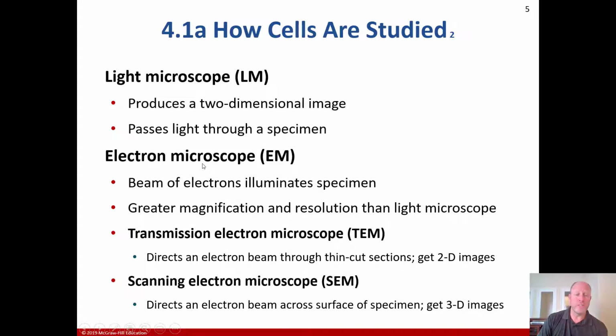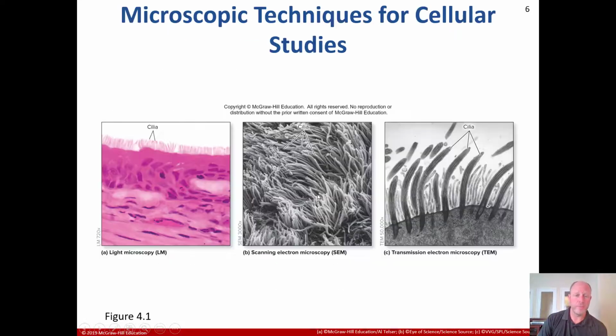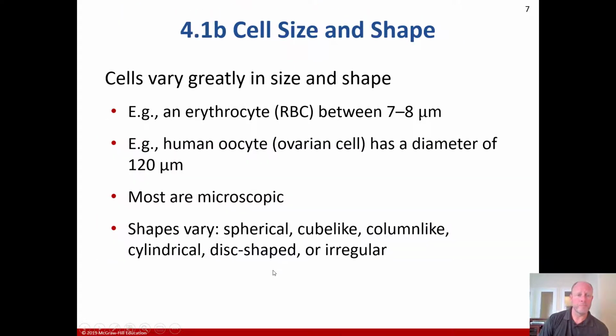The two different variations of electron microscope are the transmission electron microscope, which directs an electron beam through thin-cut sections to get 2D images, whereas a scanning electron microscope directs that beam across the surface of a specimen to get you 3D images. And here you have the light microscopy, the scanning electron microscopy, and then the transmission electron microscopy, clearly giving a much more clear picture as you move through those different forms of microscopy.